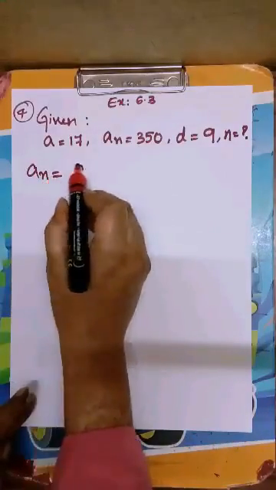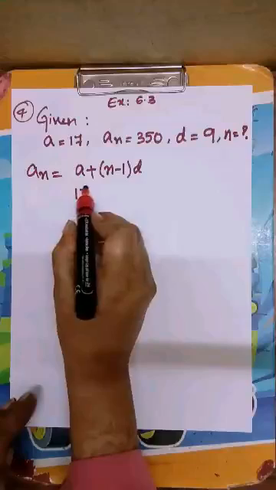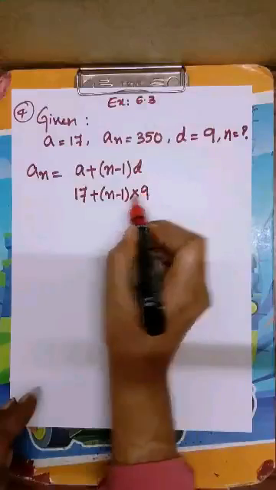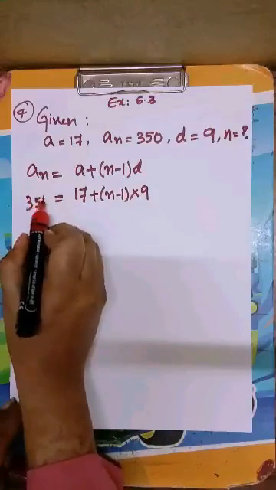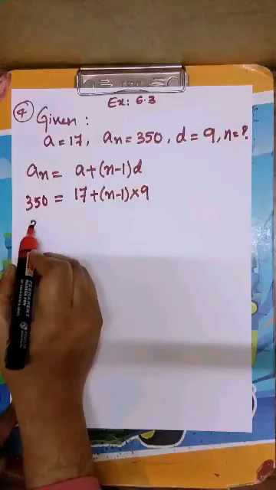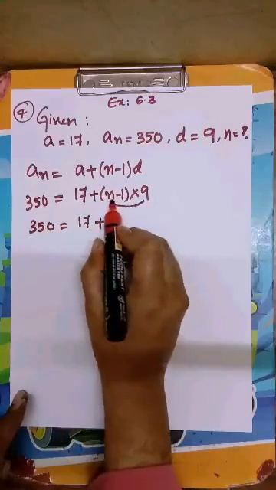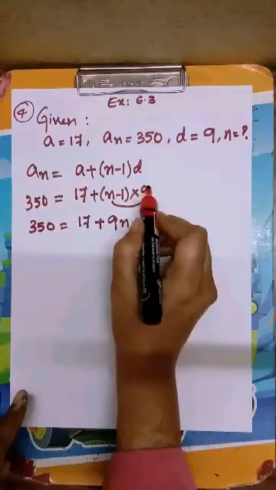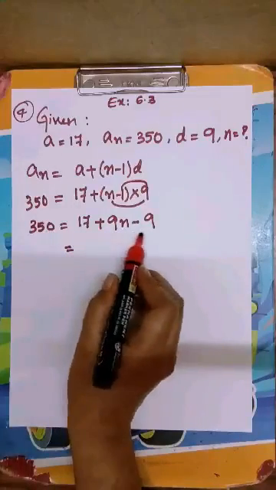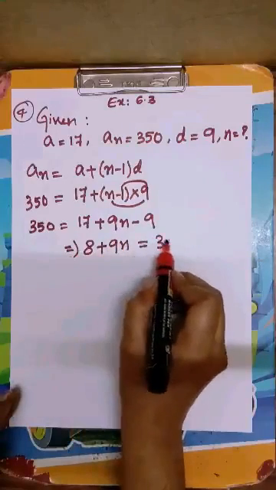AN is equals to A plus N minus 1 into D. A is given as 17 plus N minus 1 into D, which is given as 9. AN is also given, that is 350. Is it clear? 350 is equals to 17 plus 9 into N is 9N, minus 9 into 1 is 9. 17 minus 9 is 8, plus 9n is equals to 350.